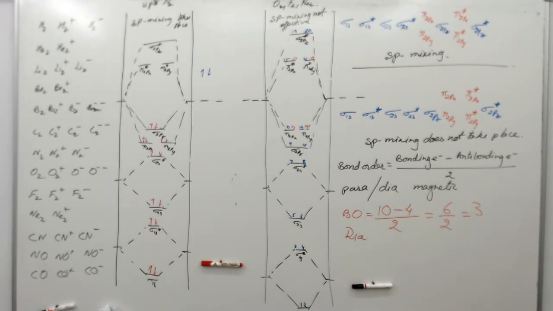So in B2 we have one electron in pi 2px and one in pi 2py. Will that make it diamagnetic or paramagnetic? Paramagnetic, because two unpaired electrons are there.